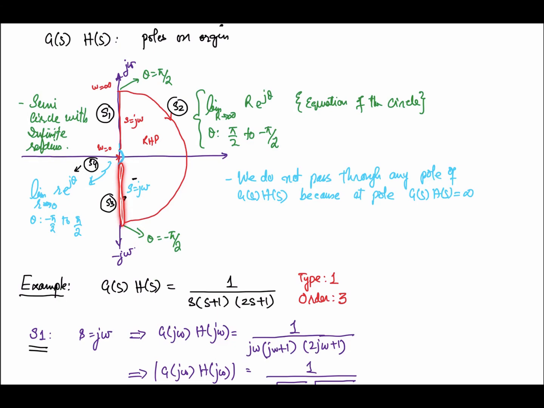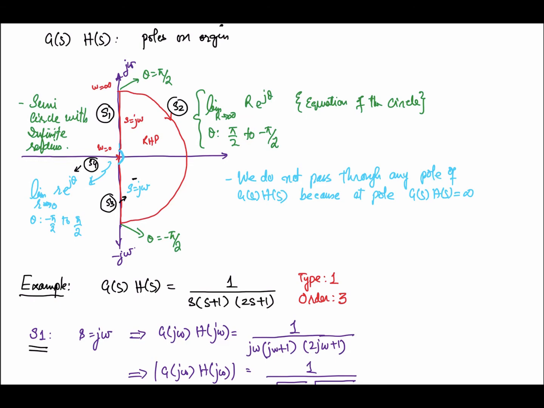So we will have this part of the contour. And if there is a pole at the origin, we will consider a very small circle whose equation is this one, with the radius very small, applying the limit. So we will get this equation for this small circle, and we traverse it in the clockwise direction. So the angle variation will be from minus pi by 2 to pi by 2. So this will be our contour.